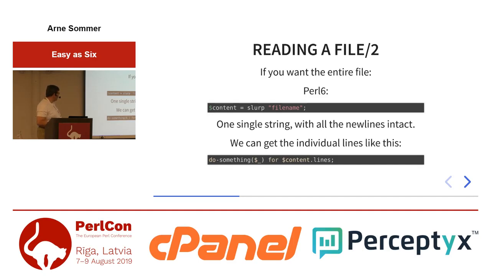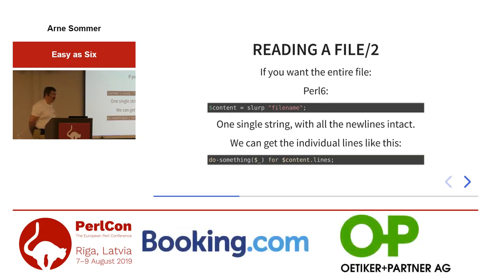If you want the entire file in Perl 6, you can just use slurp, and you get it in one single string with new lines and everything intact. And if you want to split it into lines, you can use lines on that variable with the content.